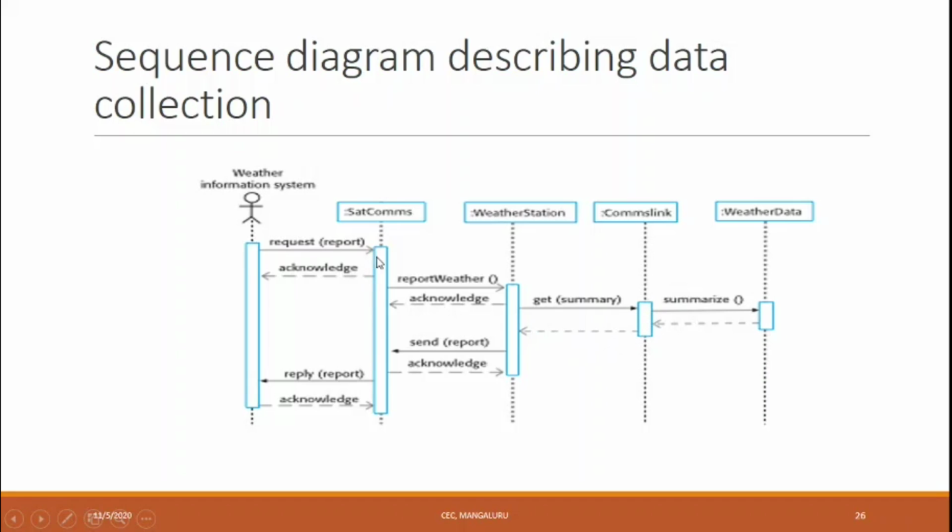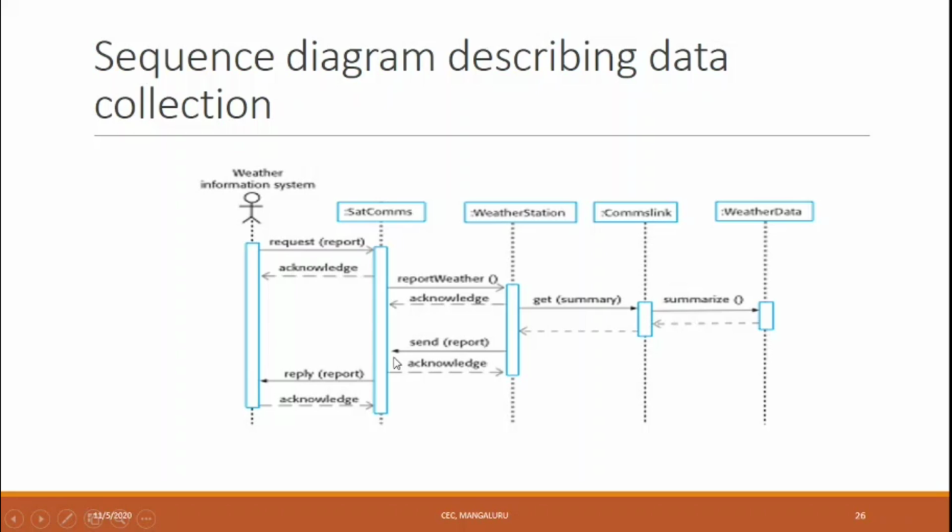Whereas here, because it waits till all the objects' responses have been received by the satellite communication, the timeline is active till it gets the data. Once the communication link gets the data from the weather data, it will send a reply to the weather station. The weather station then calls the satellite communication and sends the data back.